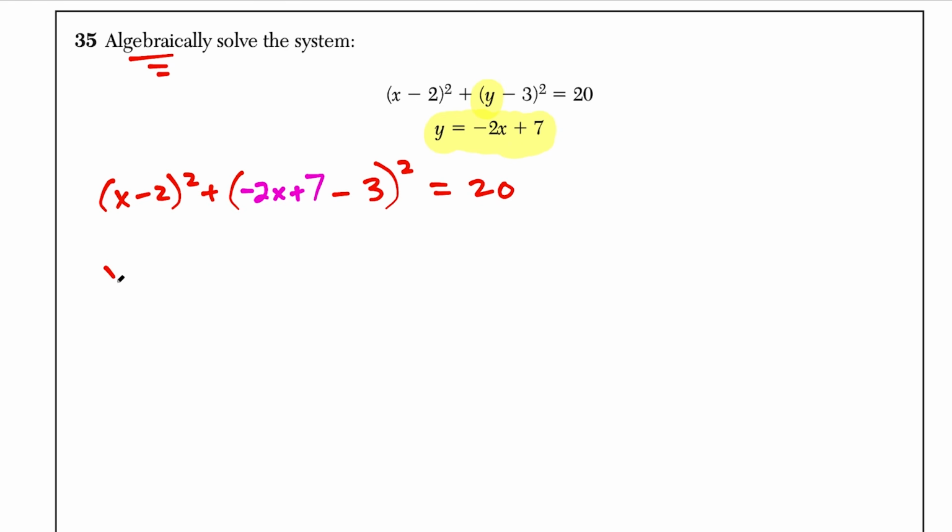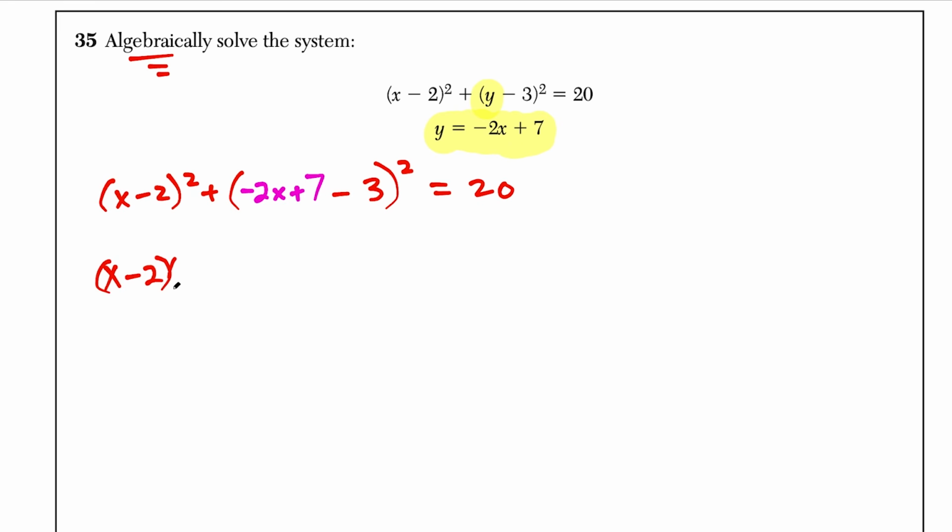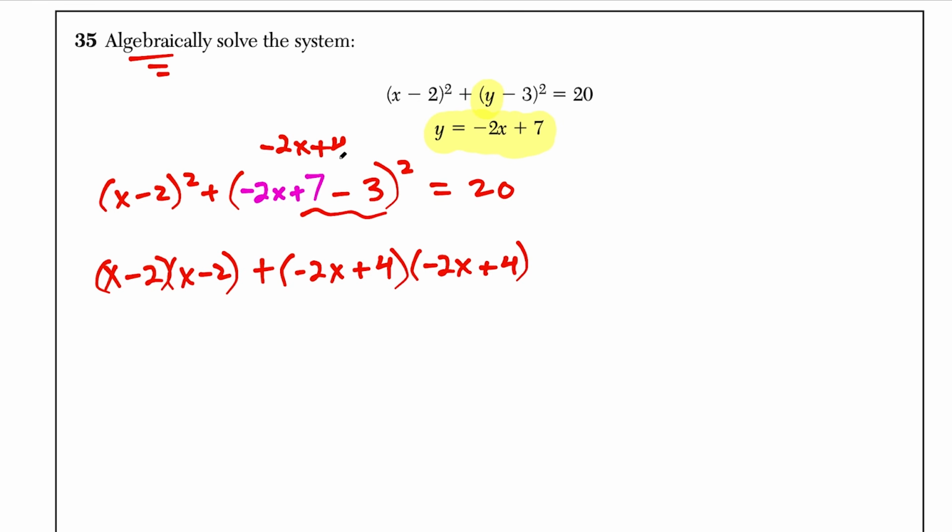So just be careful here. Don't do something like this. Don't say x squared plus 4. That's a very dangerous bear trap. Please make sure that you actually expand this and you write this out as x minus 2 times x minus 2. And now for the second part here, this is going to simplify to negative 2x plus 4 squared, because 7 minus 3 combines to 4. So if I want to expand this all in one step, I'm going to have negative 2x plus 4 times negative 2x plus 4. Once again, the line above is really negative 2x plus 4 after we combine 7 minus 3. So we have negative 2x plus 4 squared, which expands like this.